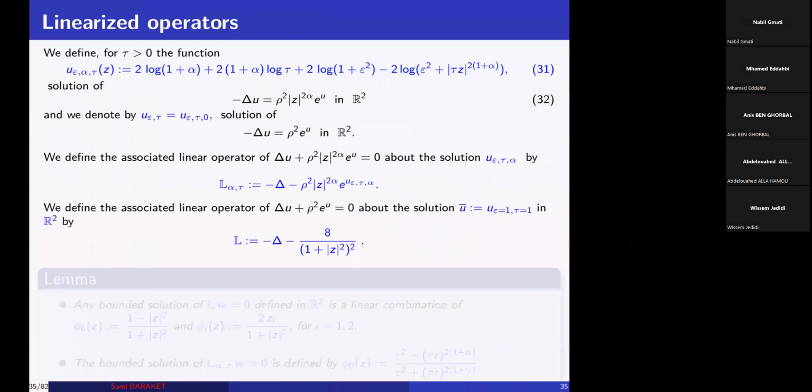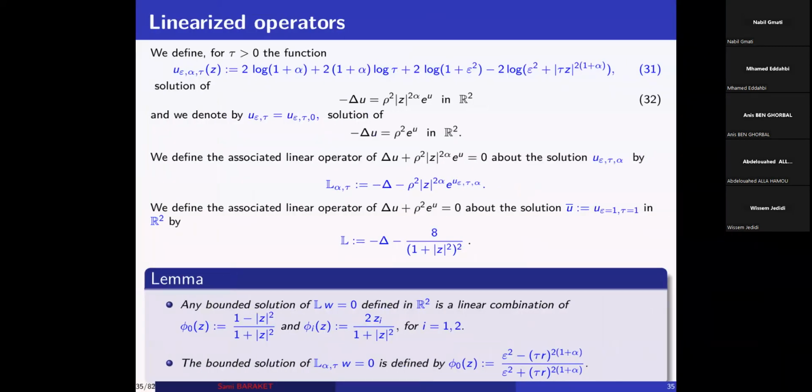We prove first that every bounded solution of Lw equal to 0 is a linear combination of phi 0, phi 1, and phi 2 given by these functions. Phi 0, phi 1, and phi 2 are obtained from the invariance of the Liouville equation under some groups: phi 0 for the dilation group, and phi 1 and phi 2 for the translation group. Now, when we have the potential |z|^(2 alpha), we don't have the invariance under the translation group, so the only bounded solution is phi 0, given by this expression, and in this case we don't have phi 1 or phi 2.